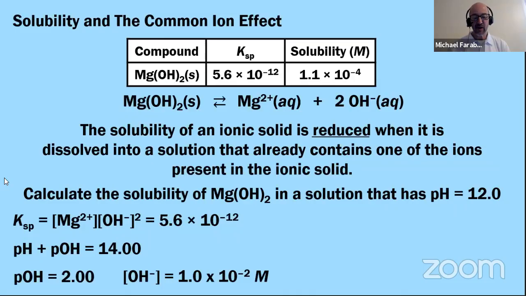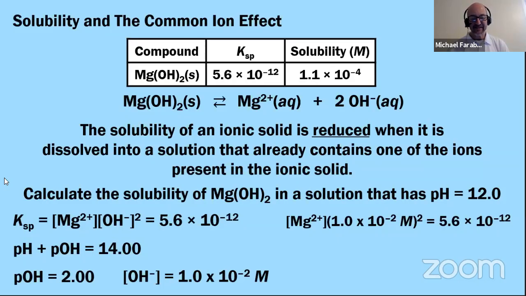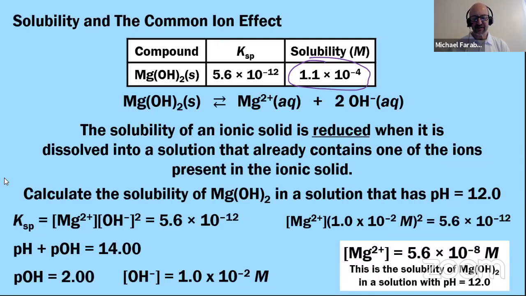And if I plug in 1 times 10 to the minus 2 into my Ksp expression, and I solve for the concentration of magnesium, again, we're going to see if it's going to be less than 1.1 times 10 to the negative 4, which is what it was in pure water. And sure enough, it is much less. So again, the common ion effect. The solubility of an ionic solid is reduced when it's dissolved in a solution that already contains a common ion.